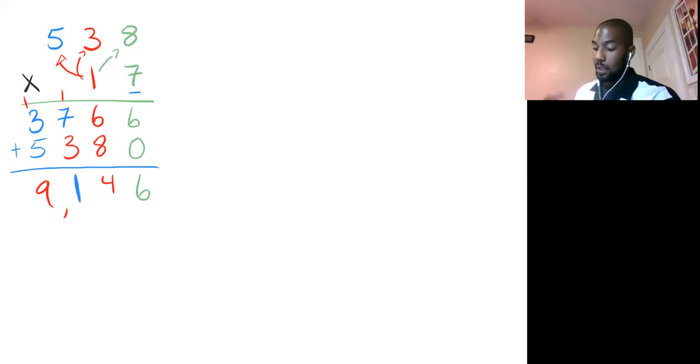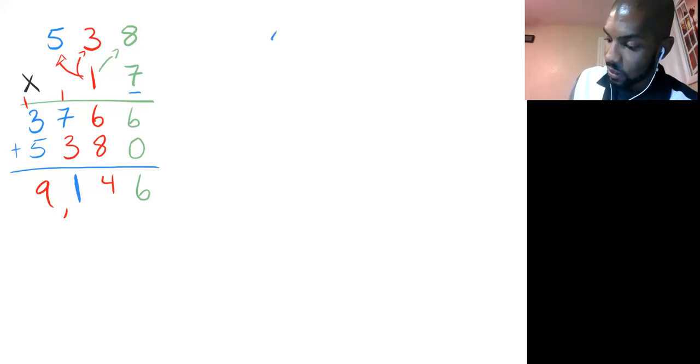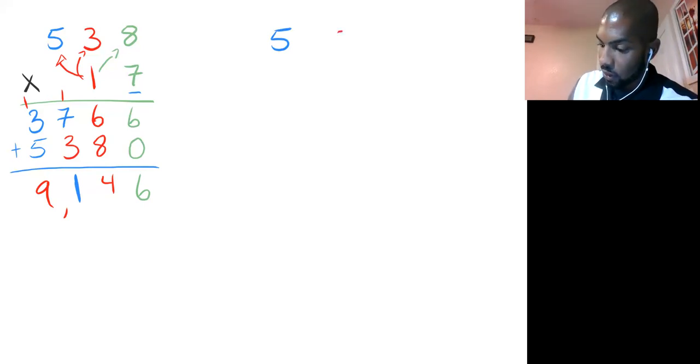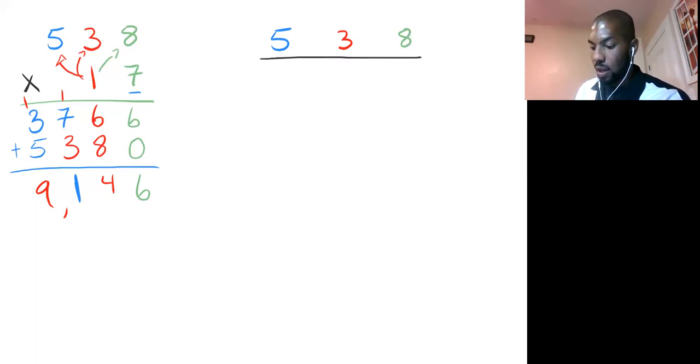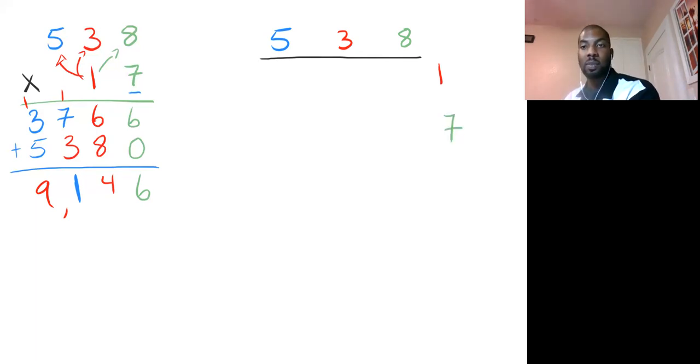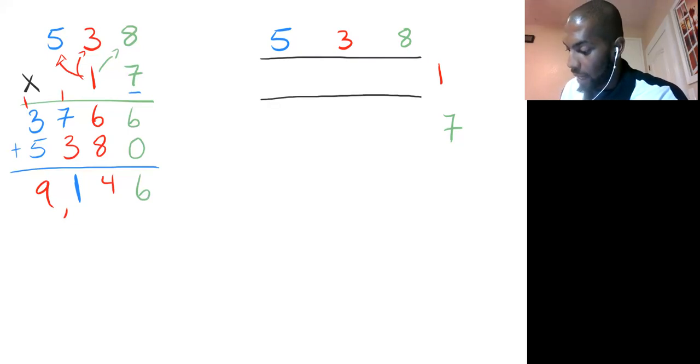Now, that's stacking. This is how you would do it if you did packing or lattice multiplication. Again, I write my first number on the top, 5, 3, 8. I draw my line across. And then I draw my second factor on the side, my 1 and my 7. Notice now that this box is only going to be 3 by 2. The other one was a 2 by 2, right?